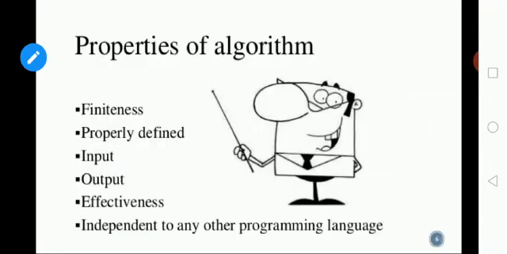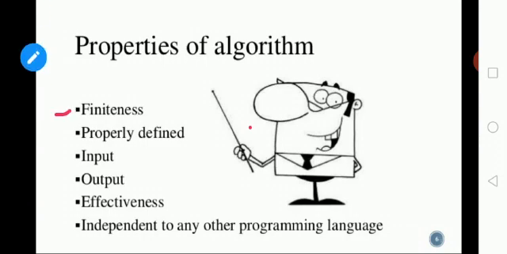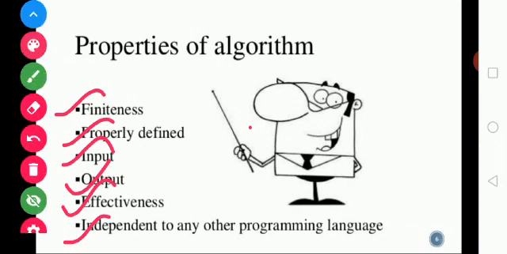So, next we are going to learn the properties of algorithm. What are the properties of the algorithm? First one is finiteness. Second one, properly defined. Third one, input. Then fourth one, output. Fifth one, effectiveness. And the last one is independent to any other programming language. Once again I repeat, properties of algorithm: finiteness, properly defined, input, output, effectiveness, and independent to any other programming language. Shall we see this all in detail?